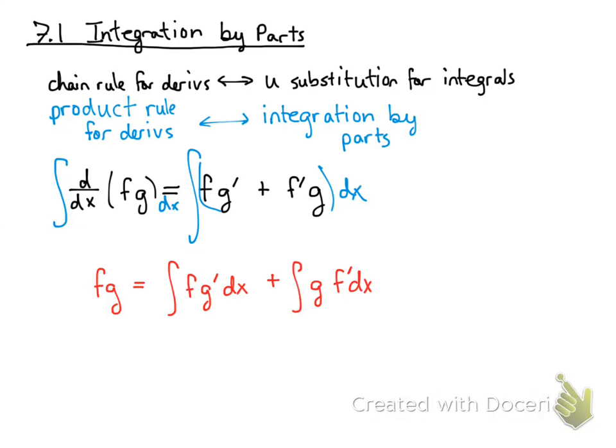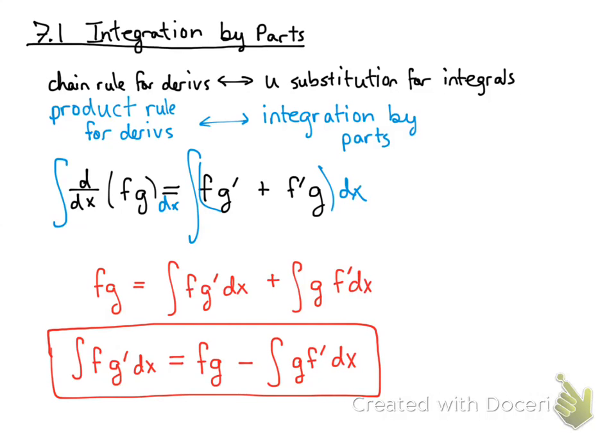But now what I want to do is rearrange that so that I solve for that middle thing, the integral of f times g prime dx. So I'll subtract the other integral and I'll rewrite it. The integral of f times g prime with respect to x is equal to f times g minus the integral of g times f prime with respect to x. This is the rule or the formula for integration by parts. So it tells you how to do the integral of a function times the derivative of something else, f times g prime. But you'll notice that the rule just ends up making you do a different integral instead.